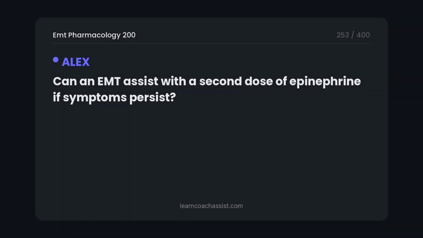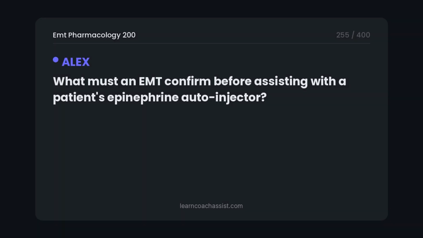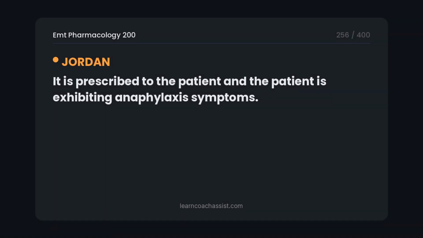Can an EMT assist with a second dose of epinephrine if symptoms persist? Yes, per protocol/medical direction if symptoms do not improve or recur. What must an EMT confirm before assisting with a patient's epinephrine autoinjector? It is prescribed to the patient and the patient is exhibiting anaphylaxis symptoms.